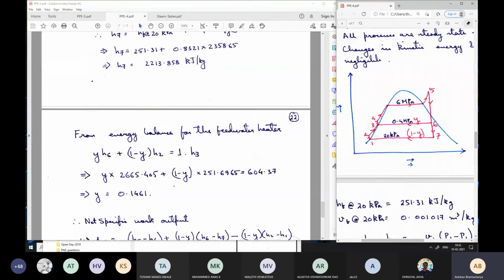Okay, so we know already H6, we have calculated H6, we have calculated what is H2, and we have also calculated what is H3. So if you plug in all the values, you will get y value. For this case, y has come out to be 0.1461, which is a realistic value. Okay, 14%. So we are taking out 14% of steam from here, and rest 85%, 85.39% goes to the condenser.